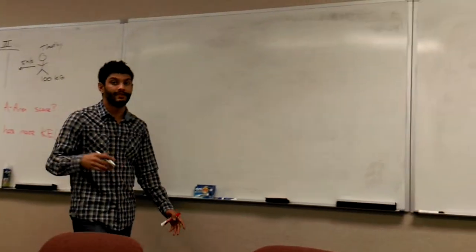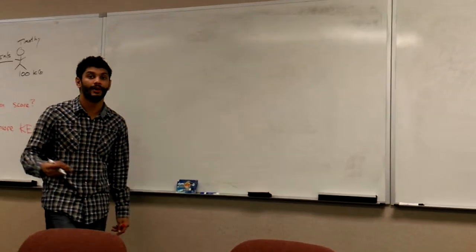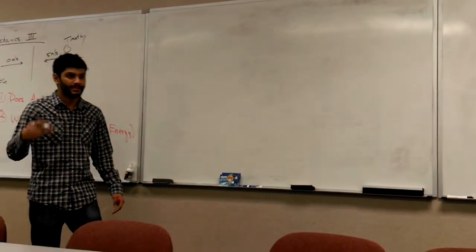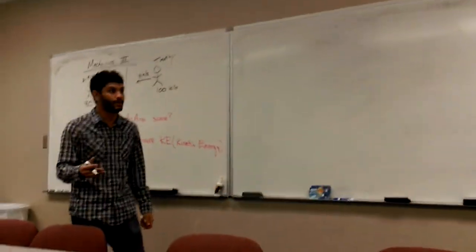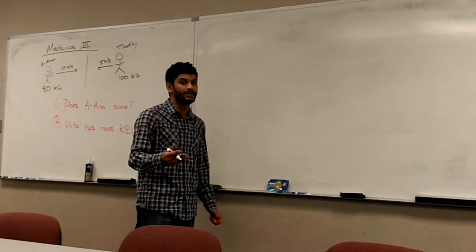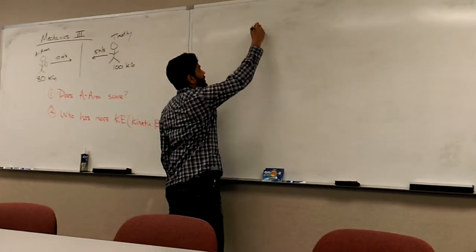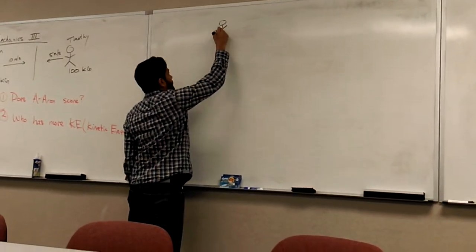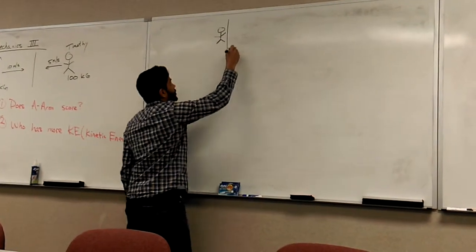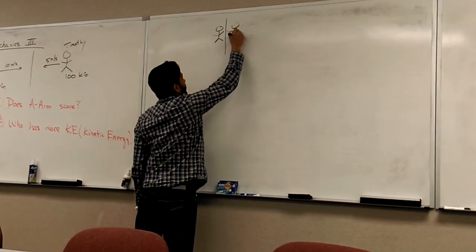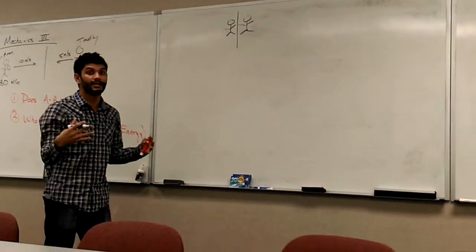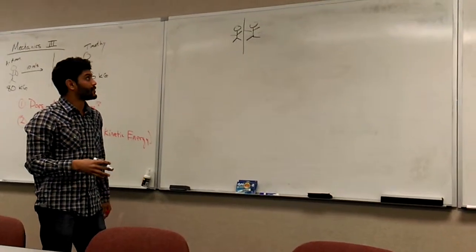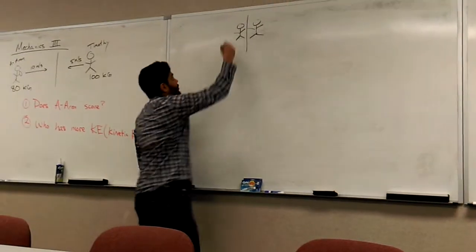That brings us to the end of mechanics 3. So we've learned about momentum, kinetic energy, potential energy, and so forth. But let's return to our preview question. I asked you, does Aaron score? And Arshan correctly identified the type of collision. It's a completely inelastic collision, so they're stuck together.